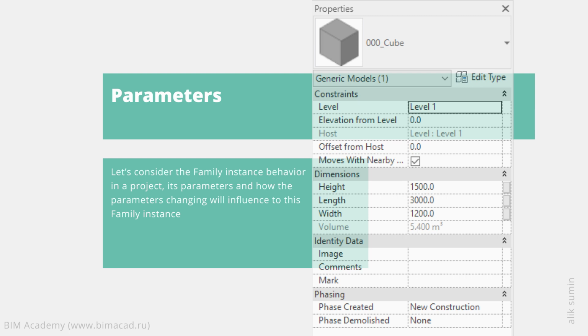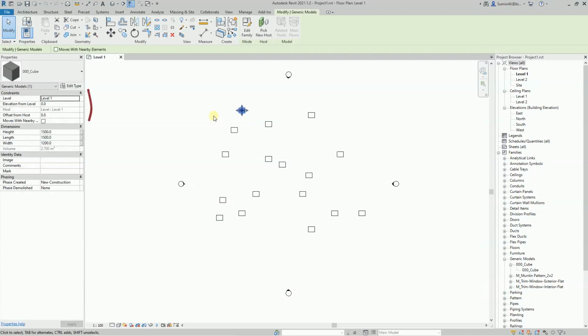All the parameters are divided into groups. The first group is called constraints, and the first parameter of this group is level. Earlier, we saw the conditional level in the family editor. In the project environment, in model space, there are also levels. They are required to attach other elements at an elevation.